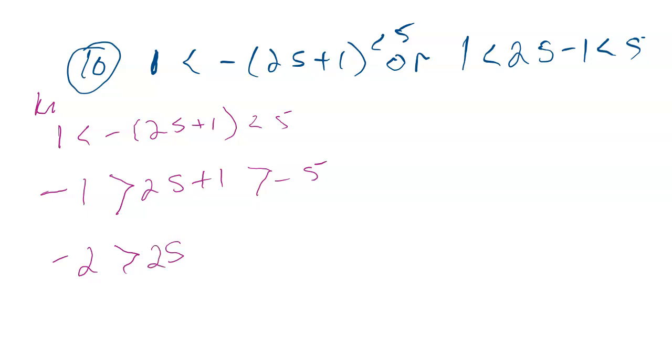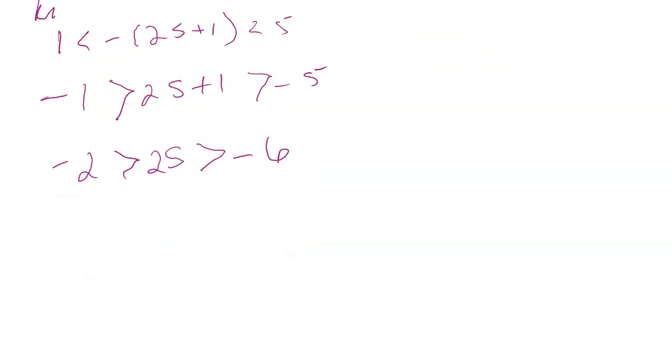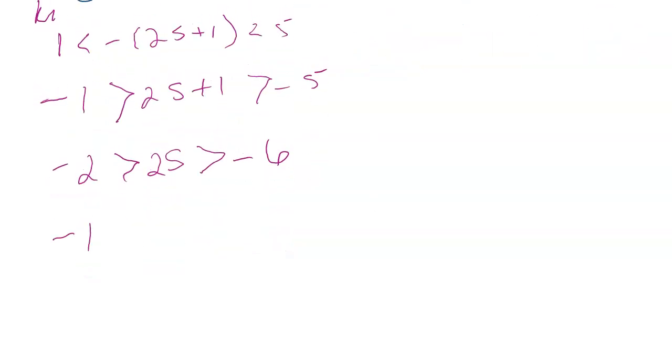I'm sorry, 2s. Gosh, I can't think for some reason. Again, subtracting negative 1 from all three sides, and then finally dividing by 2. So I get negative 1 is greater than s, and at the same time s is greater than negative 3.